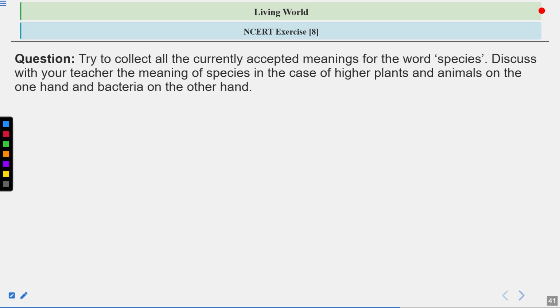Now let's discuss this question. Try to collect all the currently accepted meanings of the word species. Species has a lot of definitions. You have to discuss with your teacher the meaning of species in the case of higher plants and animals on the one hand, and bacteria on the other hand. How can you define species in case of higher plants and animals? And what is the meaning of species in case of bacteria, which is a prokaryote? It is a lower organism.